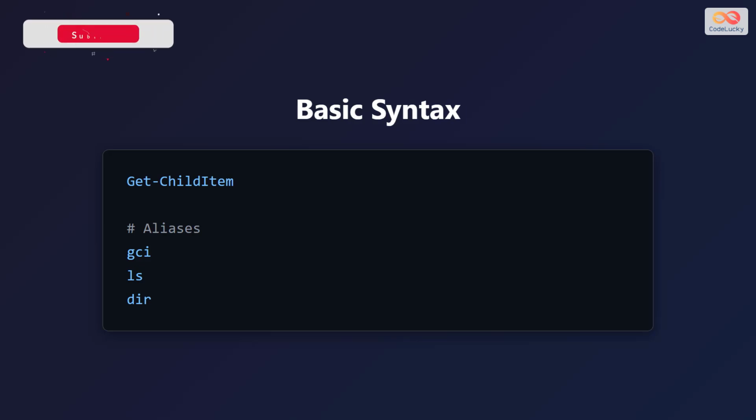The basic syntax is straightforward. You simply type Get-ChildItem and press Enter. However, PowerShell provides convenient aliases that make this even easier to use. You can type GCI, which is the short alias, or use the familiar ls command just like in Linux, or dir just like in Windows command prompt. All four of these commands do exactly the same thing. They're just different ways to invoke the Get-ChildItem cmdlet. This flexibility means you can use whichever syntax feels most natural to you.